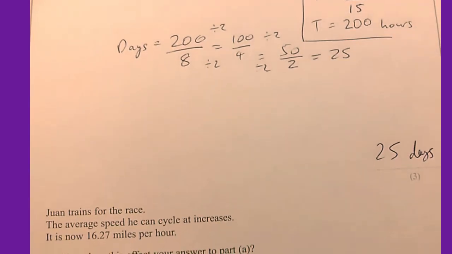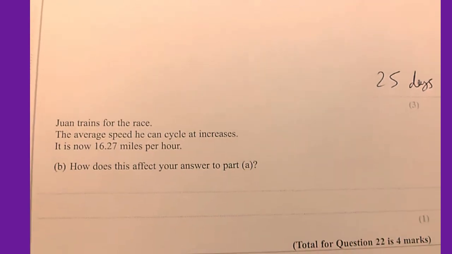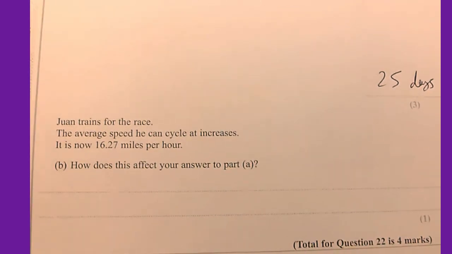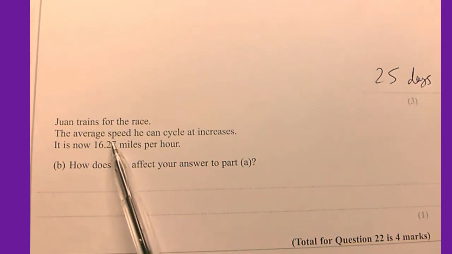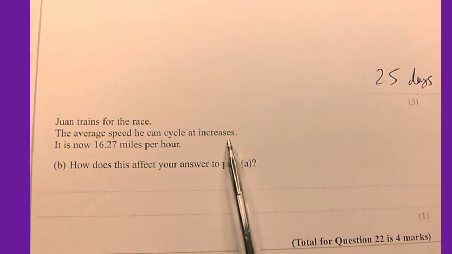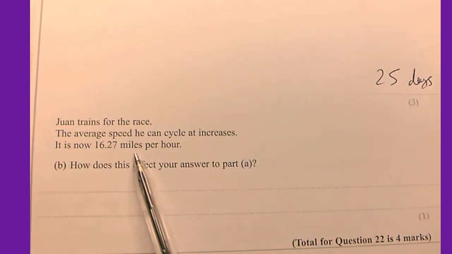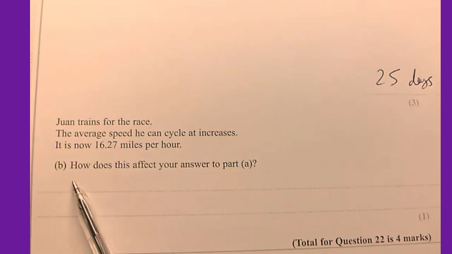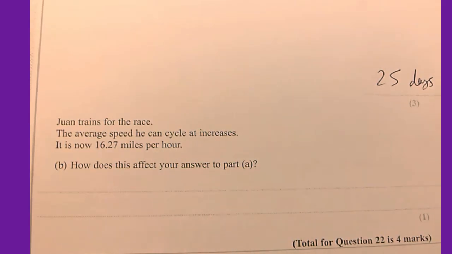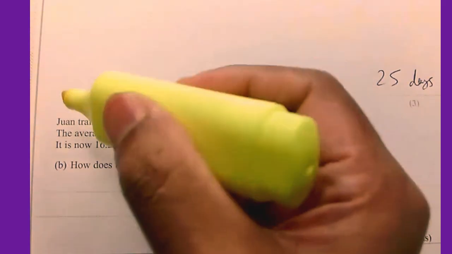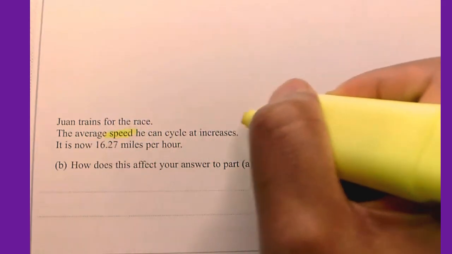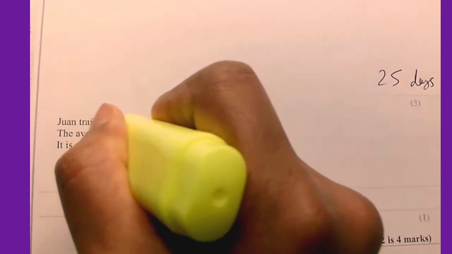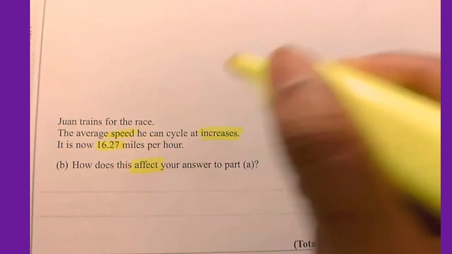Part B now. The average speed he can cycle at increases. It is now 16.27 miles per hour. How does this affect your answer to part A? So Juan trains for the race. The average speed increases. It's now that. How does this affect our answer?